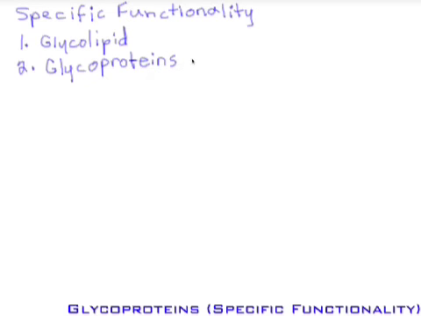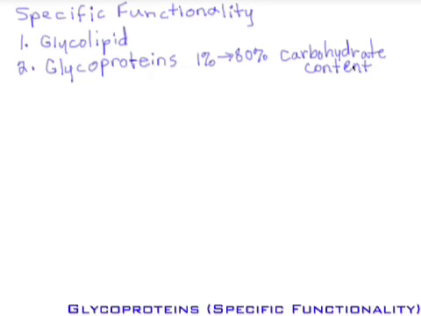Glycoproteins can have anywhere from 1% to 80% carbohydrate content. Glycoproteins with 4% or more polysaccharide content are sometimes called mucoproteins.